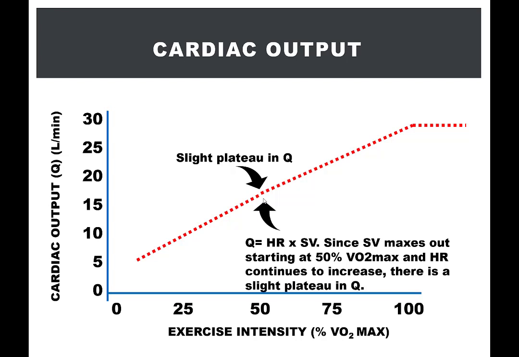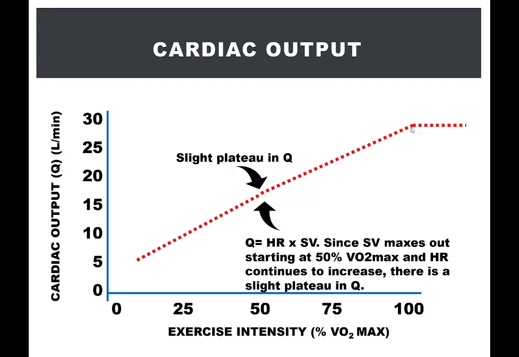Again, Q equals heart rate times stroke volume. So if heart rate and stroke volume increase, obviously Q would increase as well. And this is the case from rest to about 50% VO2 max intensity. Now here's where it gets a little bit tricky. What about changes in cardiac output from 50% VO2 max all the way up to 100% VO2 max intensity?